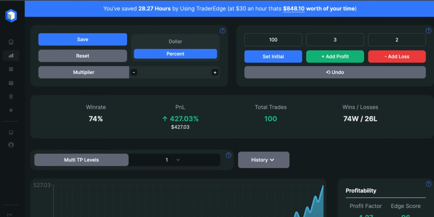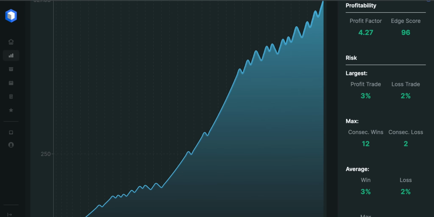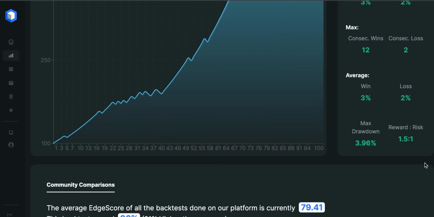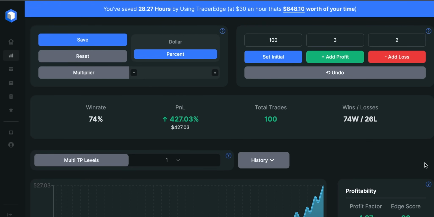So after taking 100 trades with the strategy, we can see that the results look really good. The win rate is 74% and we increased the account size by 427.03%. By the way, I found those setups within 3 weeks. The profit factor is 4.27 and the maximum drawdown is 3.96%. Overall, the backtesting results look really good.